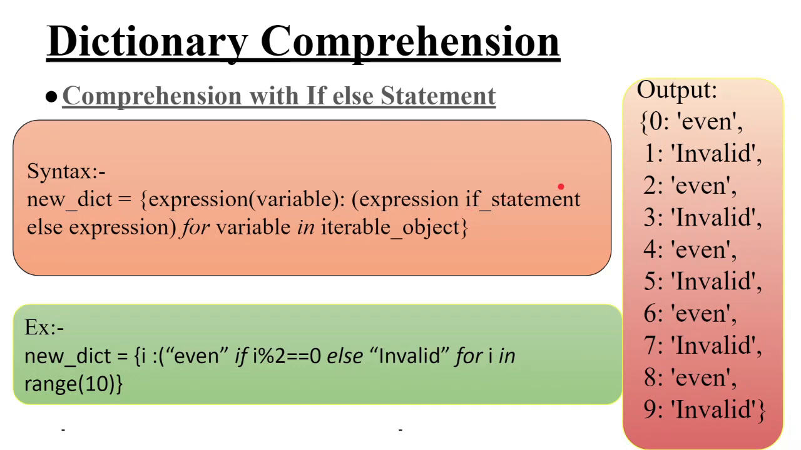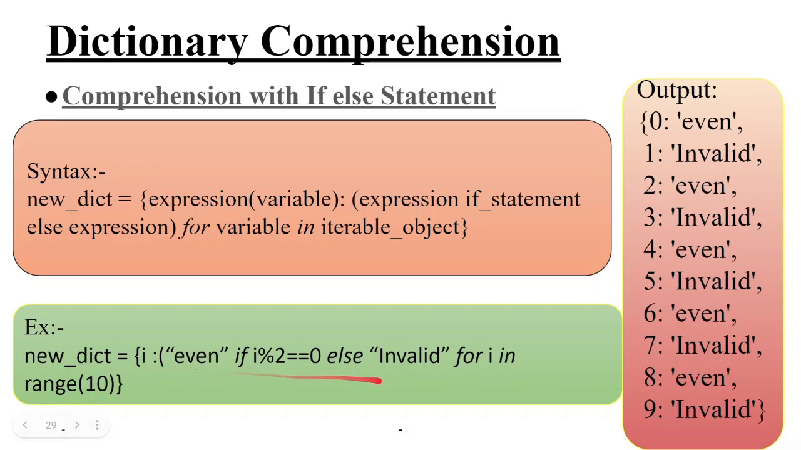We can also make use of comprehensions with if-else statements, and here is an example of how to use if-else statements with a comprehension. For each value of i in this range, if this condition is true, then this will become the value for the associated key, or else this will become the value for the associated key.